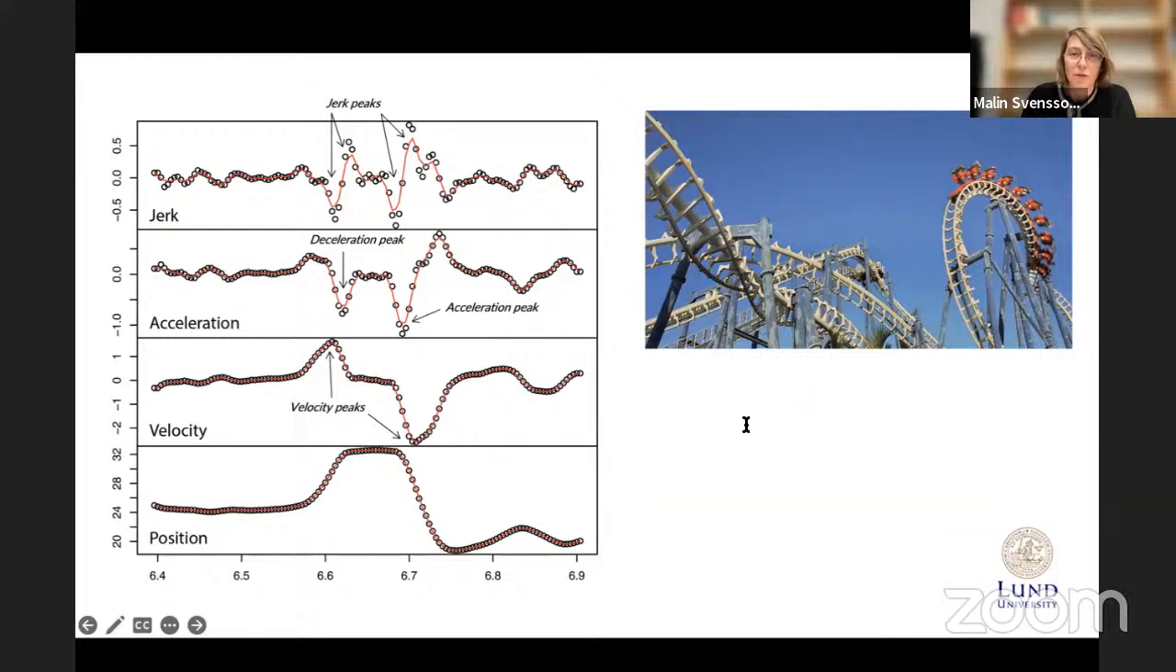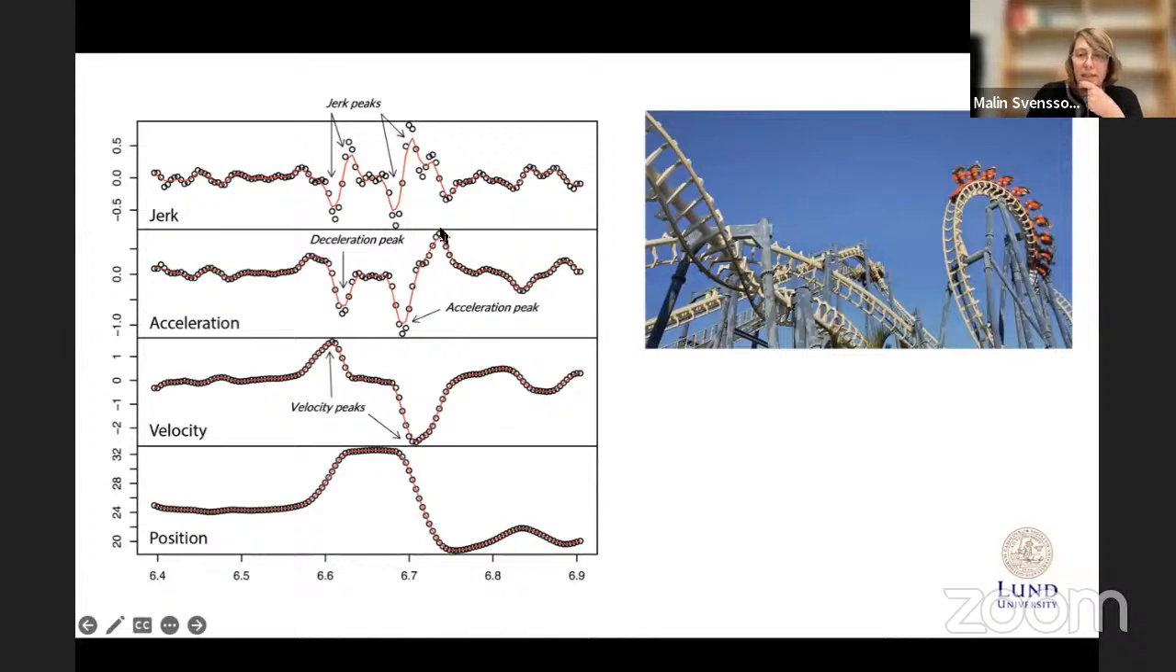There's an image of a roller coaster here. So roller coaster rides are designed to stimulate the human sensory system. Jerk and acceleration play a massive part in the experience of the roller coaster ride. So I hope to show you today that these moments in time, the acceleration and deceleration peaks, play a significant role also in speech production, which has an apparent link to acoustics and perception.